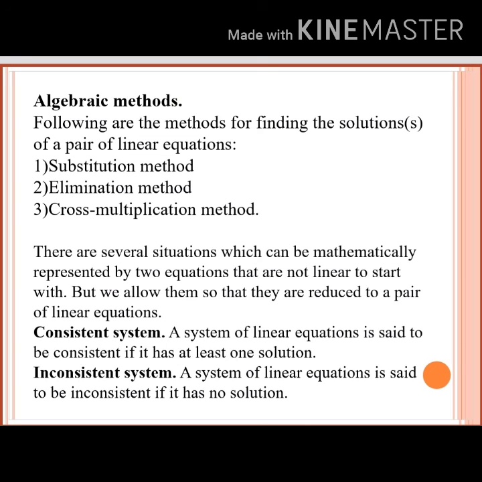Consistent system. A system of linear equations is said to be consistent if it has at least one solution. Inconsistent system. A system of linear equations is said to be inconsistent if it has no solution. Now, the algebraic methods one by one we will see in our next video.